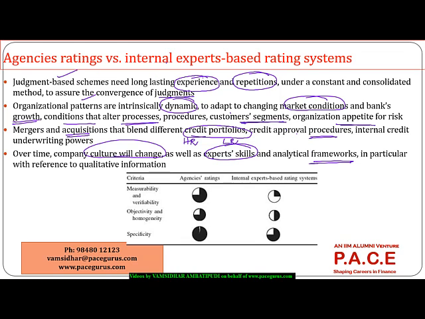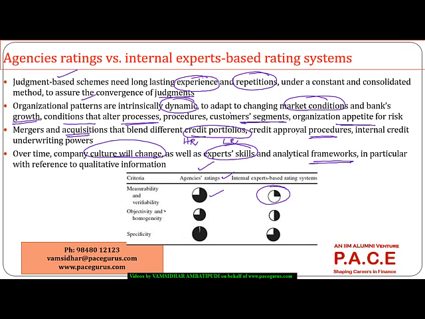When I'm talking about a few of these things, measurability and verifiability, agency ratings can be easily measured and verified. Almost three-fourths is covered, so almost 75% of it can be measured and verified. Whereas internal expert-based rating systems are purely based on the judgment they give based on their own experience, which means the verifiability is not that strong there, and even the measurability will be very weak. So in that case, agency-based rating is much more comfortable.